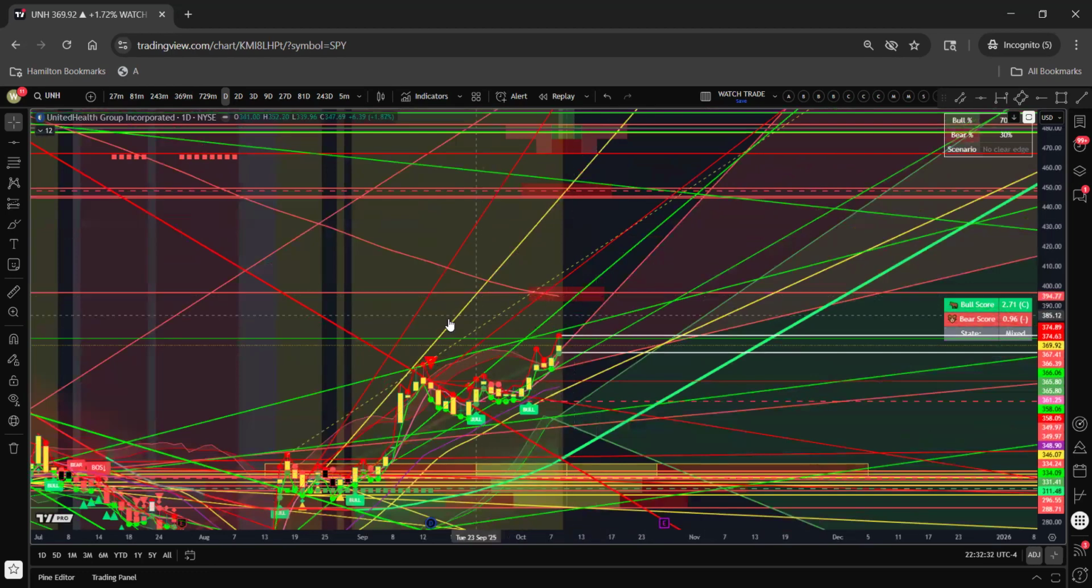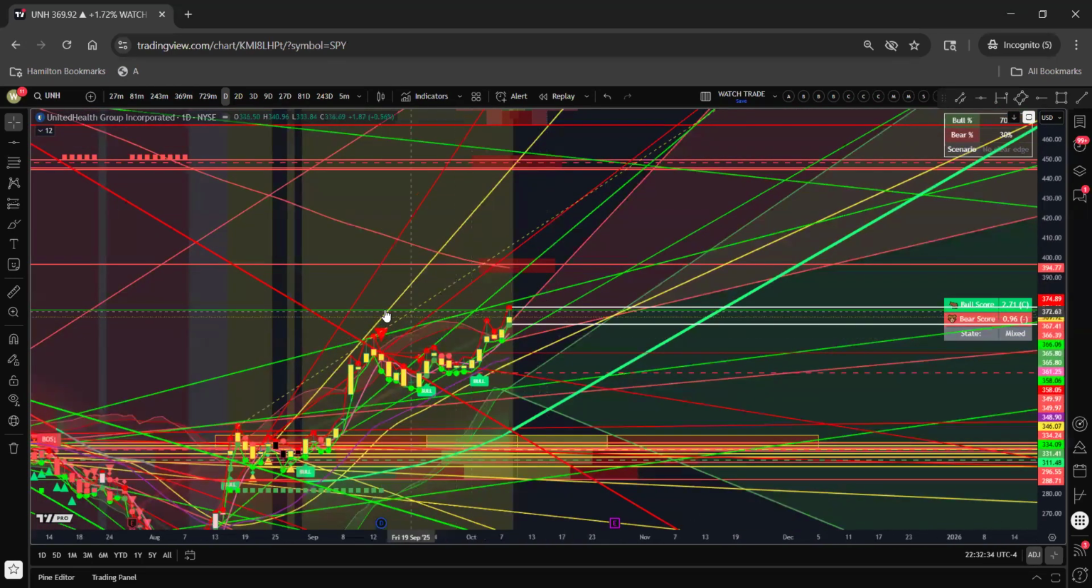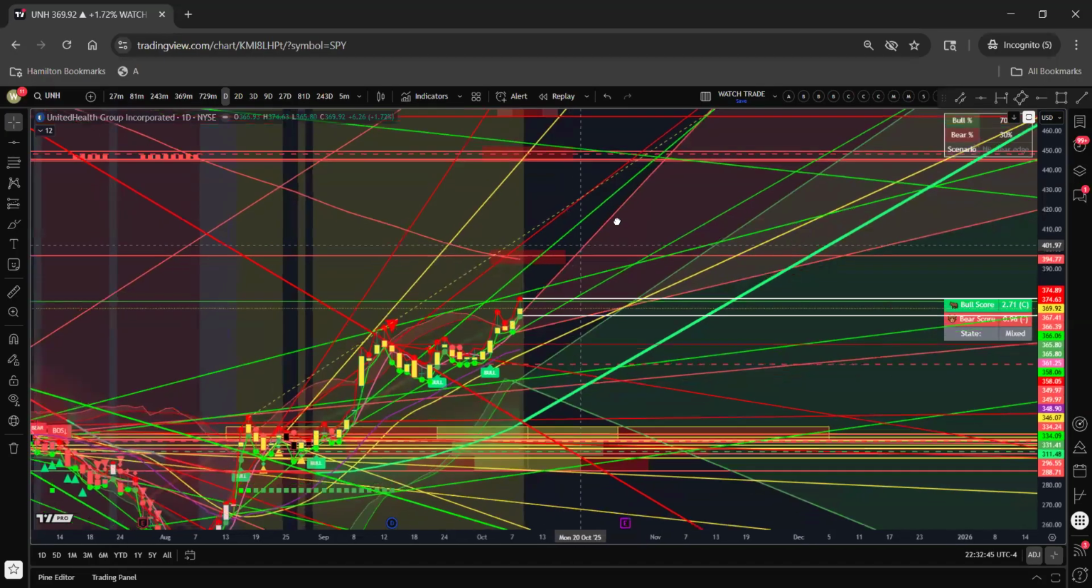But yeah, 395 for UNH, I think. This looks good. This looks like it can go all the way up to 392, and it's gonna have some trouble around 395 to 396.